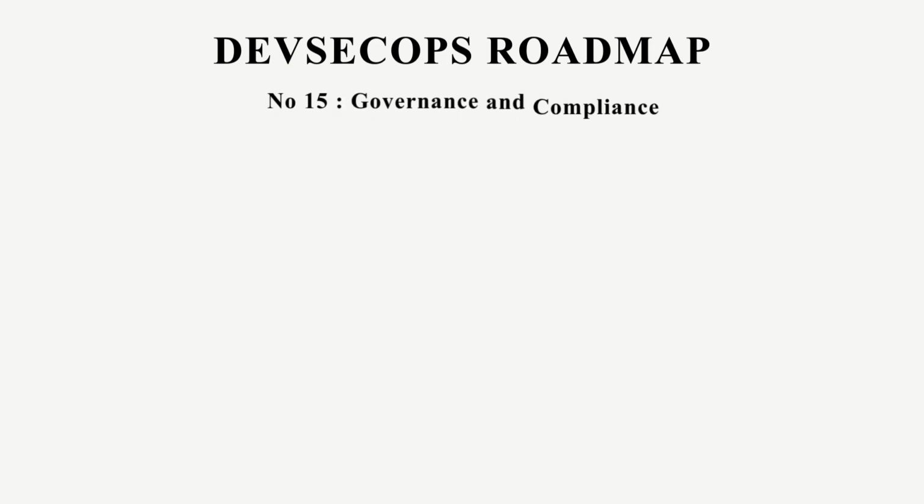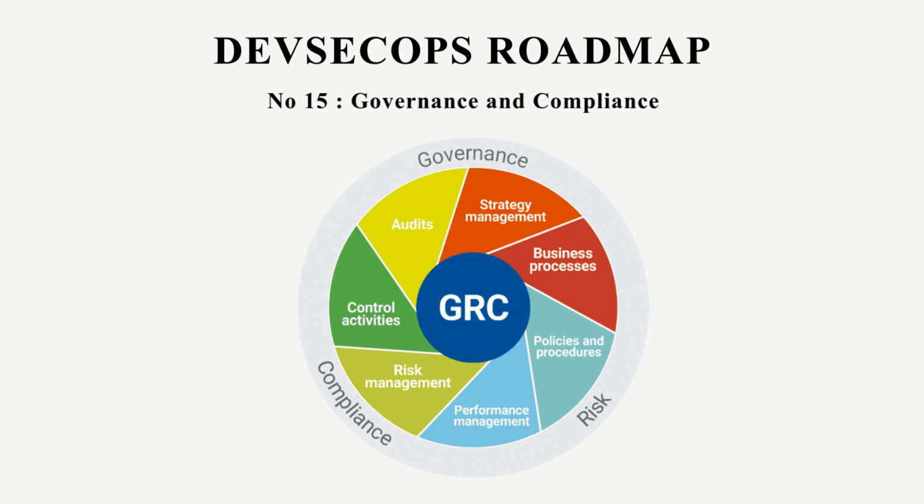Number 15, governance and compliance. Finally, DevSecOps engineers must understand governance and compliance. Organizations must comply with security standards and regulations. Security teams perform audits and map systems to compliance frameworks. Another important concept is risk quantification, which helps organizations understand the financial impacts of security risks. This allows companies to make better security investment decisions.